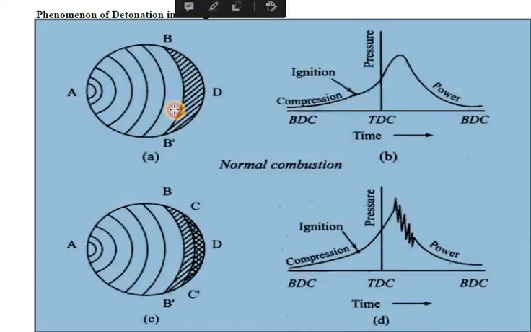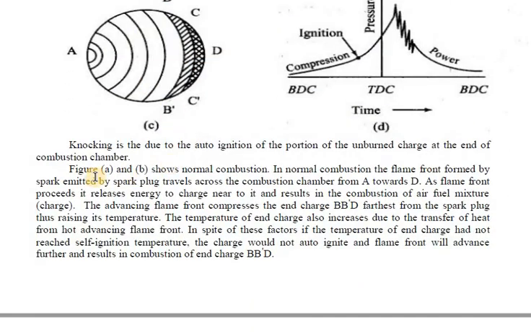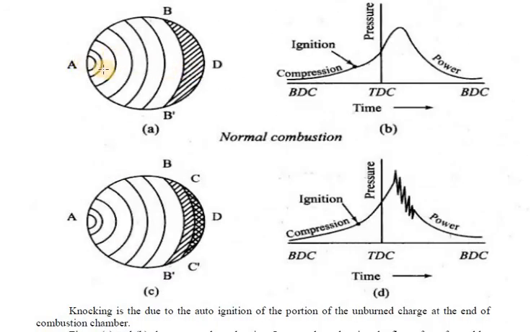So I'll just explain that normal combustion. Here consider figures A and B. In normal combustion, the flame front is formed by the spark plug. Flame front means the flame produced once the spark is ignited. Once the spark is produced in the engine cylinder, whatever air fuel mixture is nearby the spark plug starts burning and produces the flame. That flame will travel across the combustion chamber from point A towards the D point.